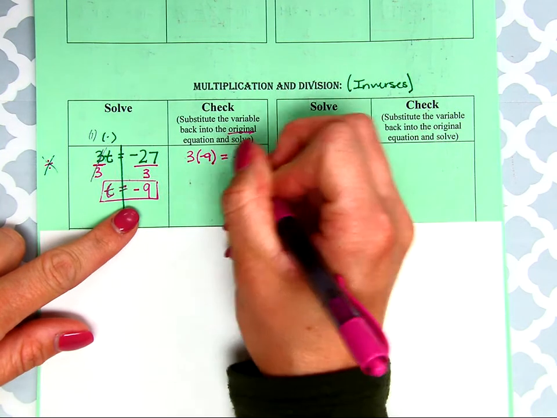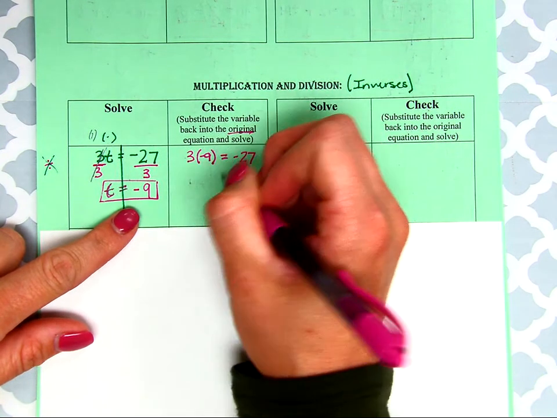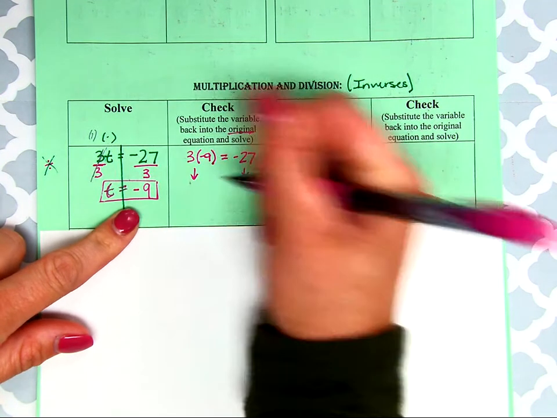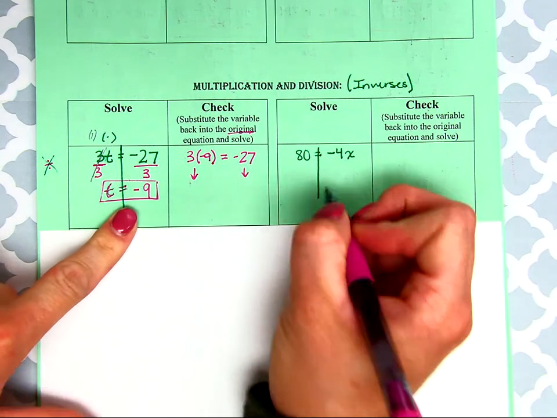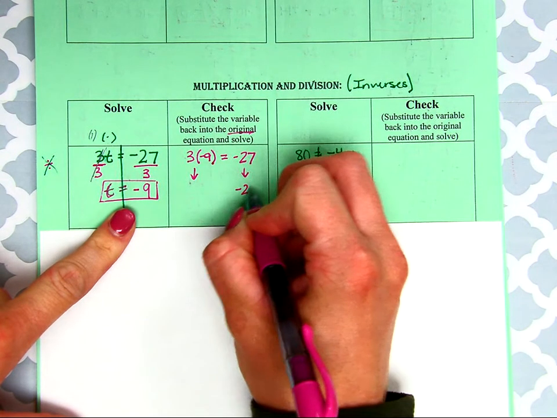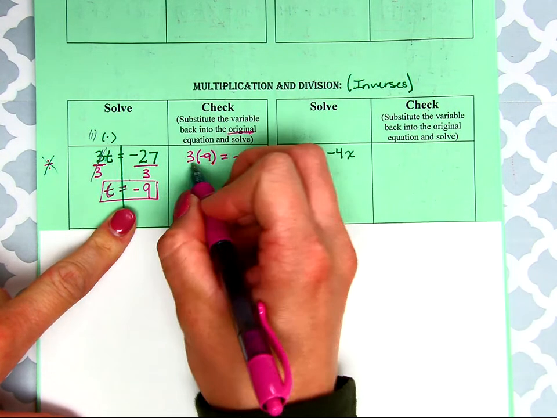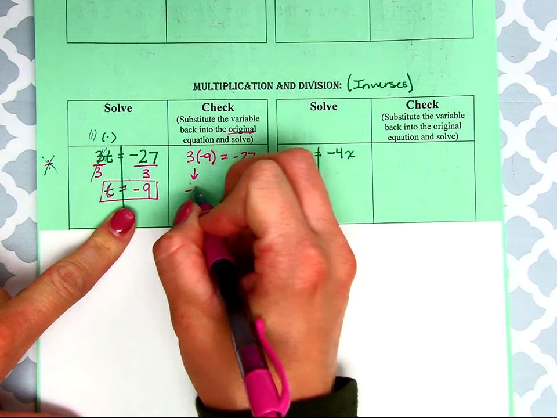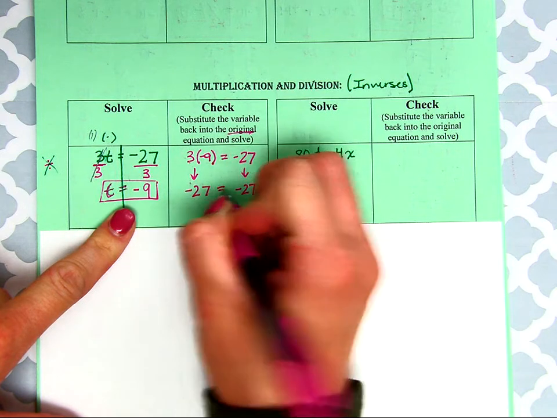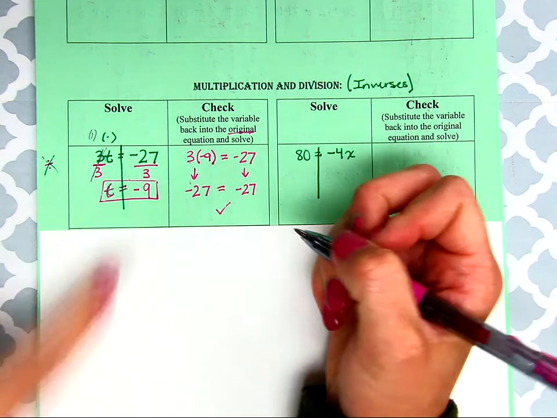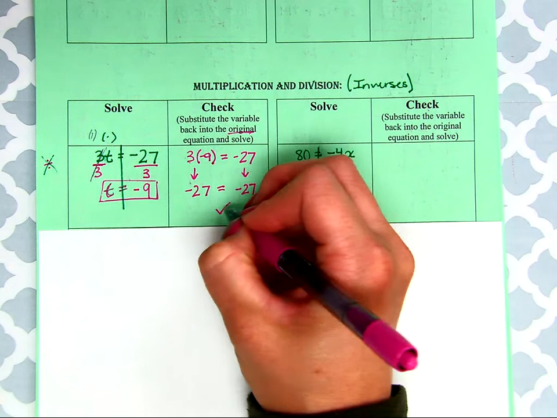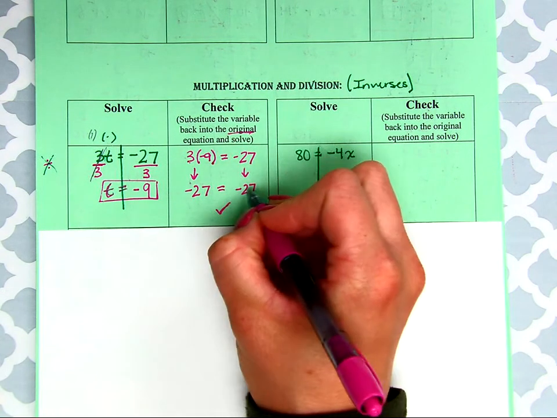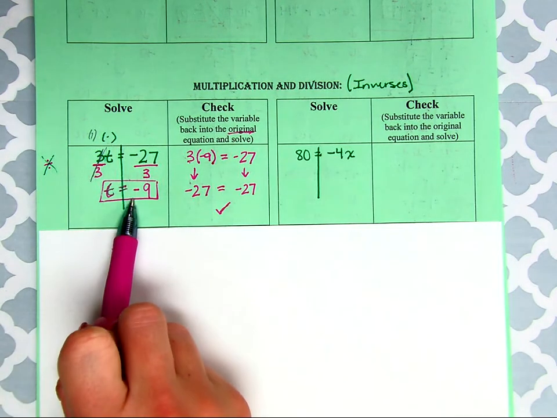Now when we check, we're not moving things from side to side. We're just simply bringing each side down and calculating it if there's anything that needs to be calculated. So negative 27 stays negative 27. 3 times negative 9 gives me negative 27. Are those equal? Yes, they are, so we have the right answer. Okay, if this ever is not equal, your answer is wrong.